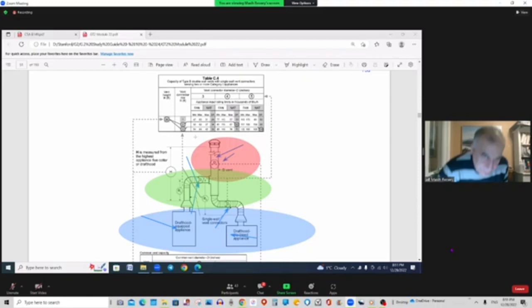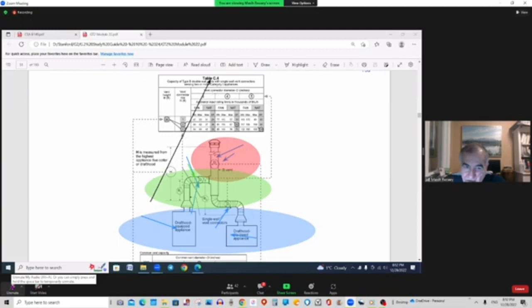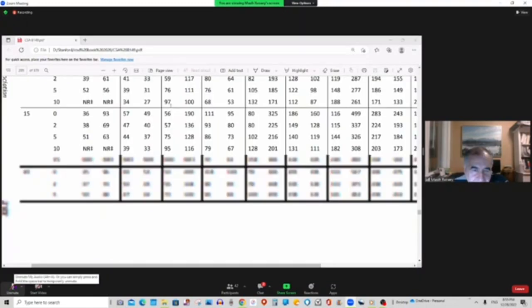Thank you, sir. Table C4 when you have 2 or more appliances, B vent, single wall connector. Table C3: it says capacity type B double wall and double wall connector, 2 or more appliances, and B double wall, okay, and B connector, okay. So how are we going to do it? I'll give you an example, please write it down.